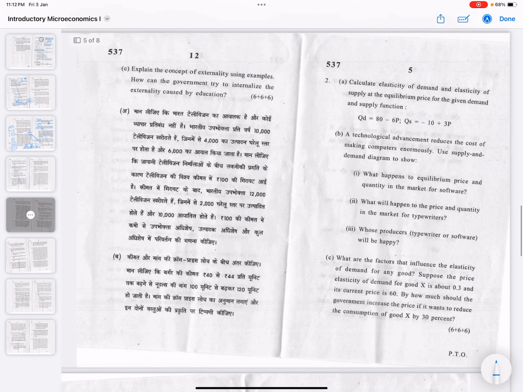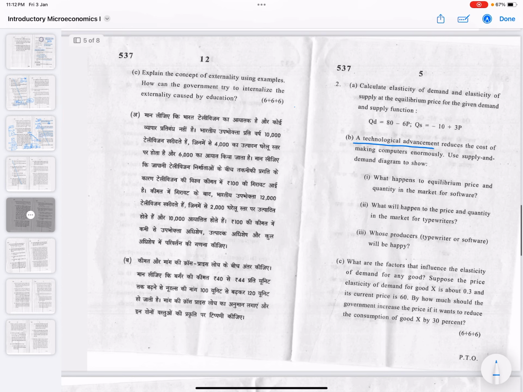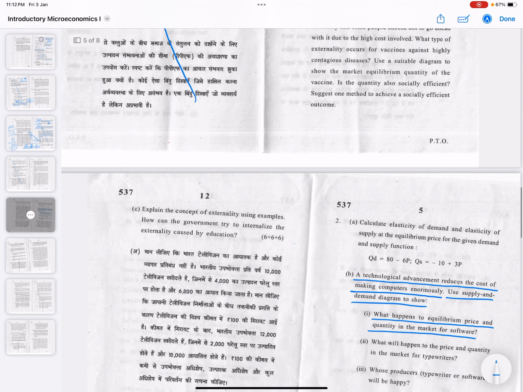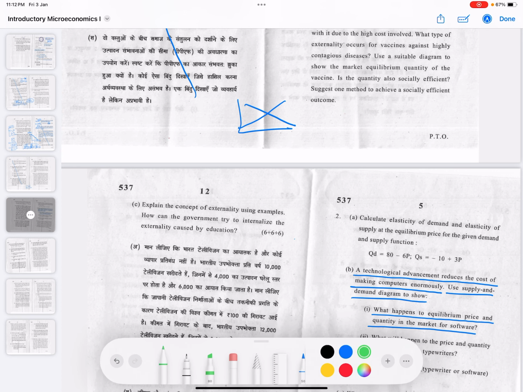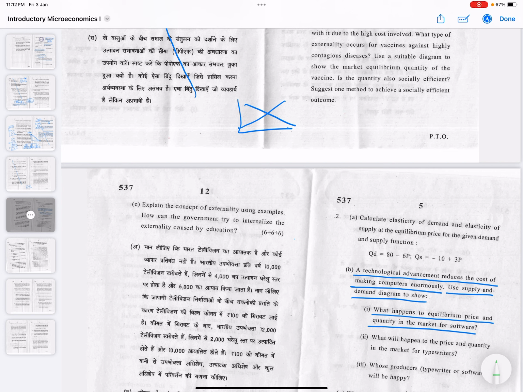Now coming to the B part, a technological advancement reduces the cost of making computers enormously. So use supply and demand diagrams to show what happens to the equilibrium price and quantity in the market for software. So if there is technological advancement in the market for computers, we know the supply curve, because one of the inputs price is falling, the supply curve would shift towards the right. And hence there would be a fall in the price level of the computer. PC to PC star. The price level has actually reduced.